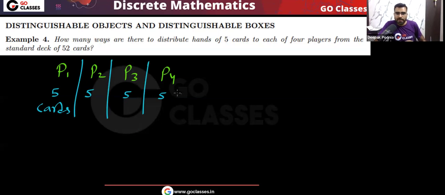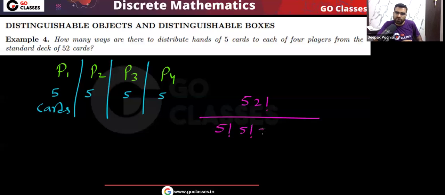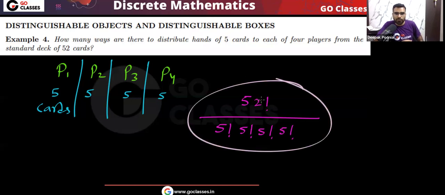But you tell me, are we distributing all the objects? All the 52 objects, are we distributing them? Is the total equal to 52? No, the total is equal to 20. So remember, if you directly apply the formula and say the answer will be 52 factorial divided by 5 factorial, 5 factorial, 5 factorial, 5 factorial, then this will be wrong.